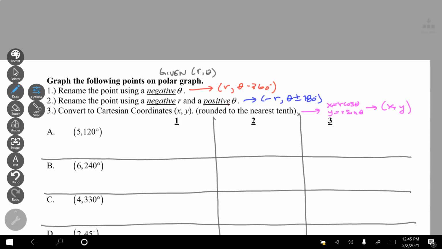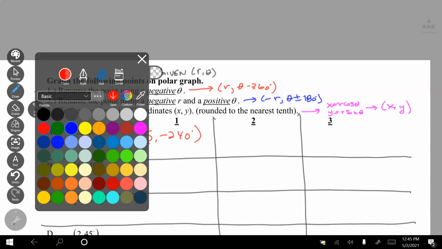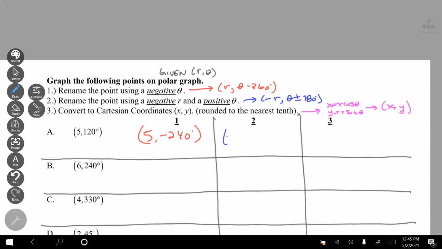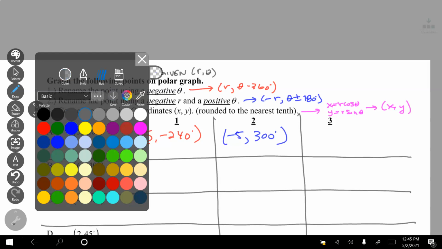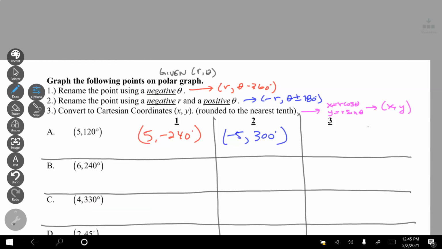So the first one's pretty easy. Subtract 360 from the theta. I get 5, negative 240 degrees. Second one is again pretty easy. 5 becomes negative 5. I take my theta, either add or subtract 360 or 180. I'm going to add 180 to keep a positive r. And over here I'm going to do x equals 5 cosine 120, y equals 5 sine of 120.